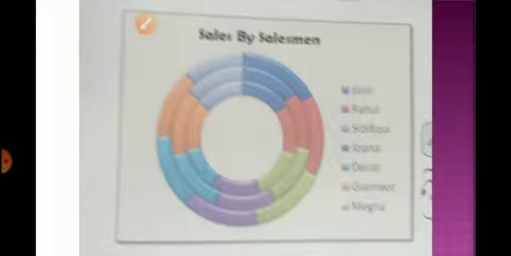See, this is donut chart. How many rings in it? 3 rings. So 3 rings represents 3 data series. Okay.